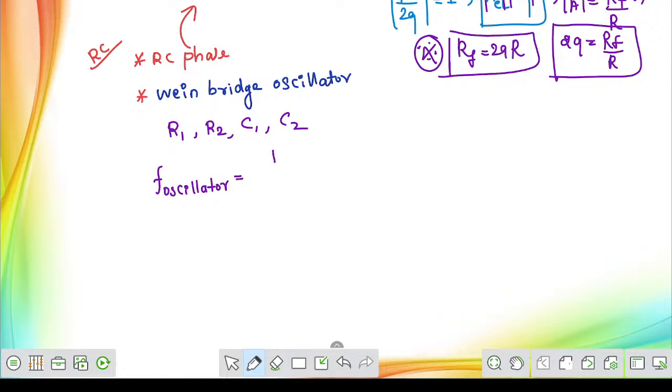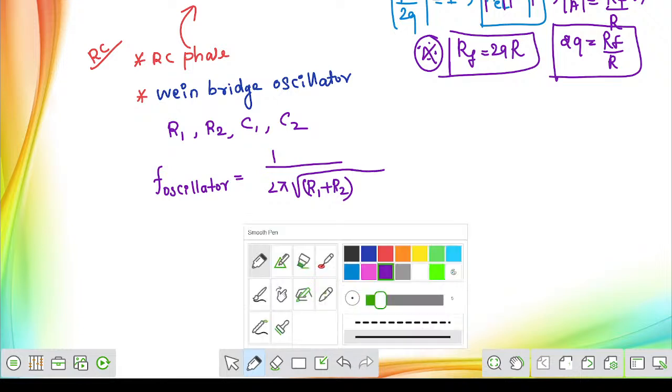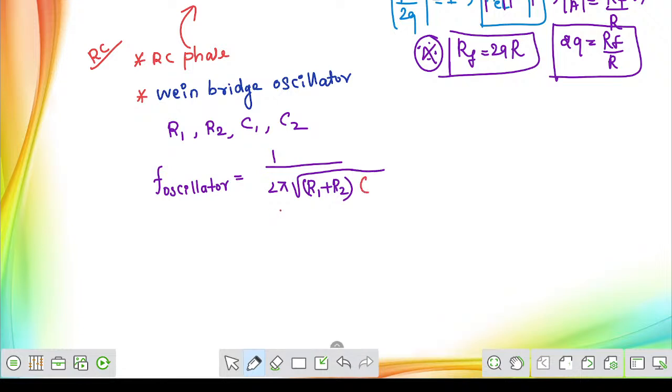What is the formula, sir? 1 upon 2 pi into the square root of, same formula, R1 plus R2, the total resistance, into the capacitor value. C1 and C2 will be given, because the connection of the capacitors will be done in parallel. So that will be simply C1 into C2, the total net value of the capacitor will become simply that.